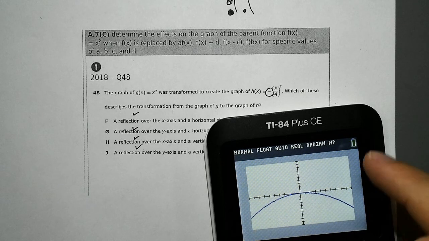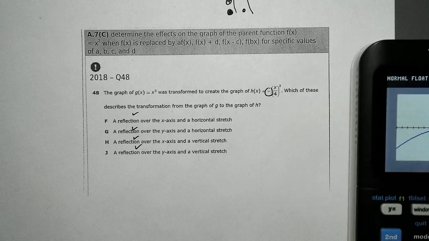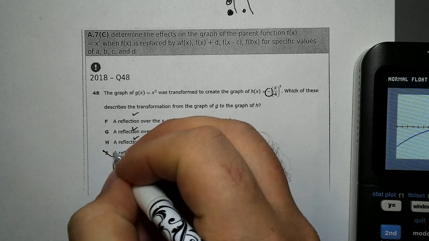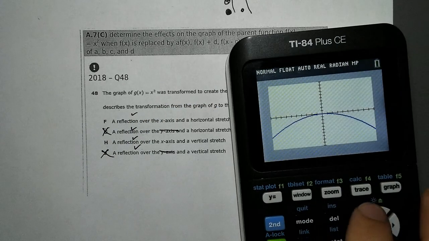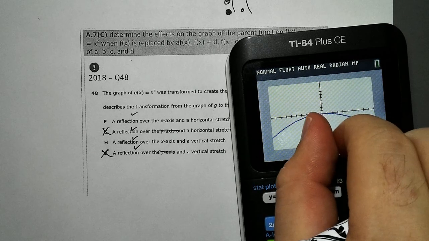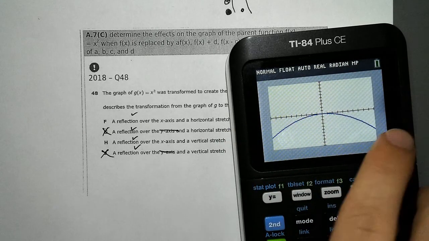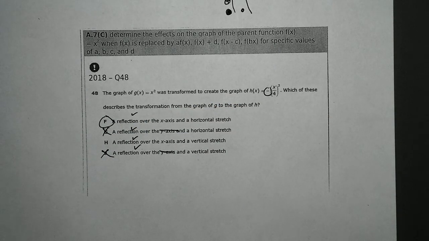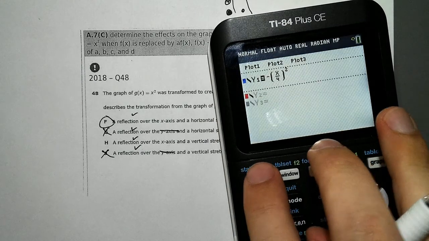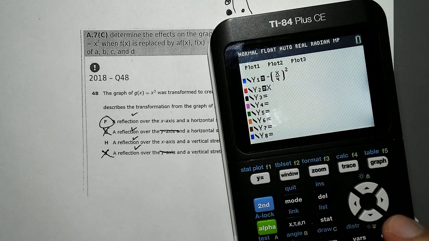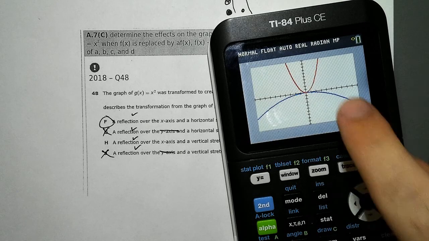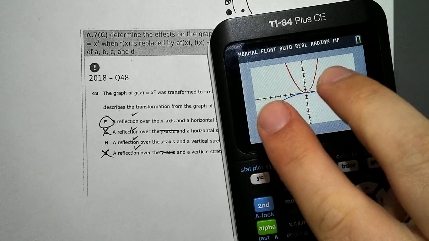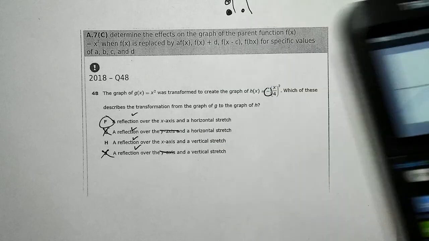So you can see it flips over the x-axis, so it's not the y-axis. It flips over the x, so there goes g and j. And it stretches. And left to right is called horizontal, up and down would be vertical. So this is a horizontal stretch. And if you want to see what the original was, you can just type in x squared to see what it started as, so you can see both of them. So from here to here, it's flipped, the reflection over the x-axis, and this one is a horizontal stretch. It's getting bigger sideways.